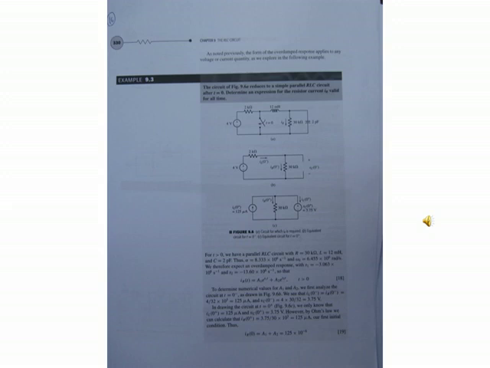So we remove this switch and also we remove this capacitor. So the 4 volt is supplying the 2 kilo ohm and 30 kilo ohm in series. And therefore the current flowing through these resistors are IL0 negative and IR0 negative. So those are in figure 9.6B.